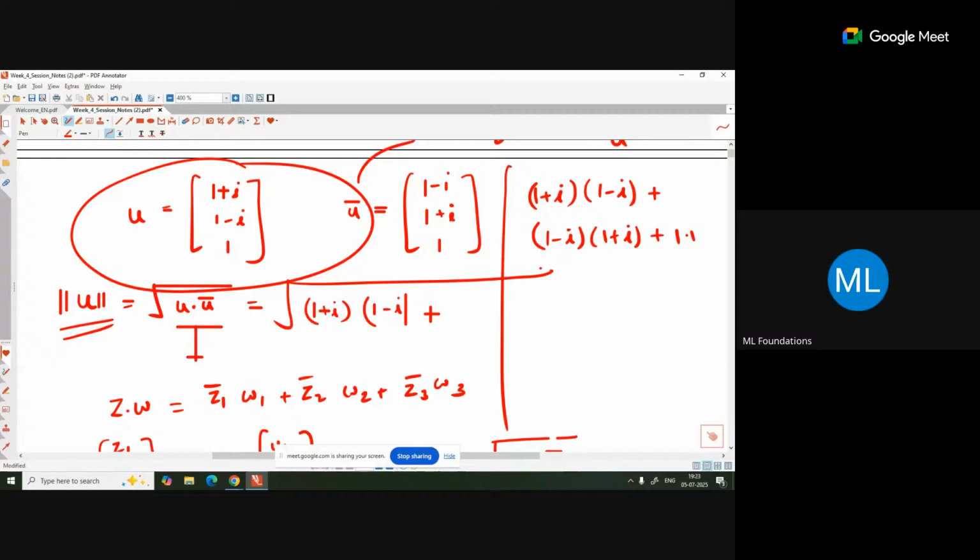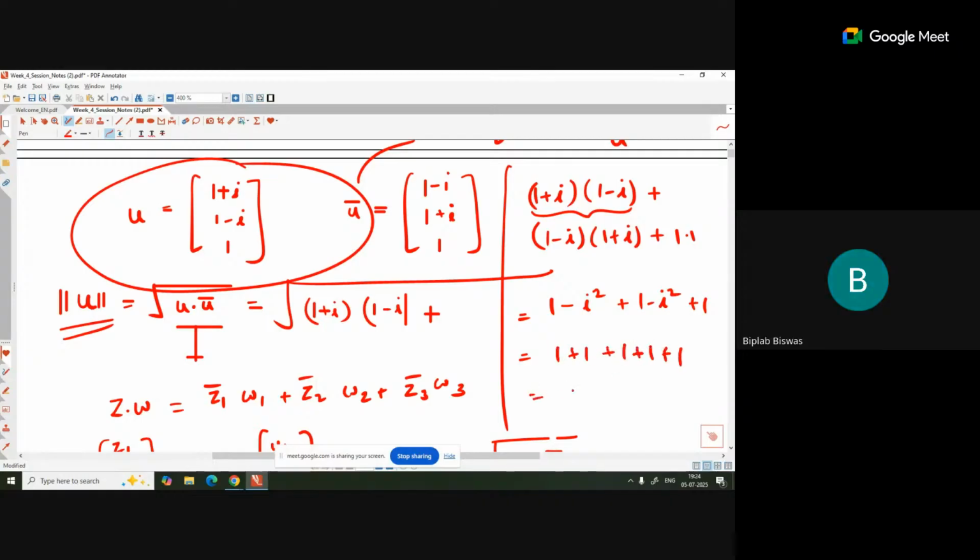What you have done here is just the multiplication, because this was your complex conjugate vector and you just multiplied that. Let us find out the answer. For this part, it is a square minus b square, so it will be 1 minus i square, and again 1 minus i square, and plus 1, right? And i square is minus 1, so this will become 1 plus 1 plus 1.